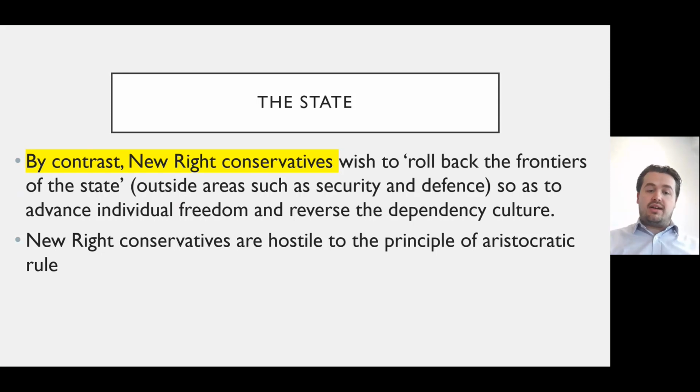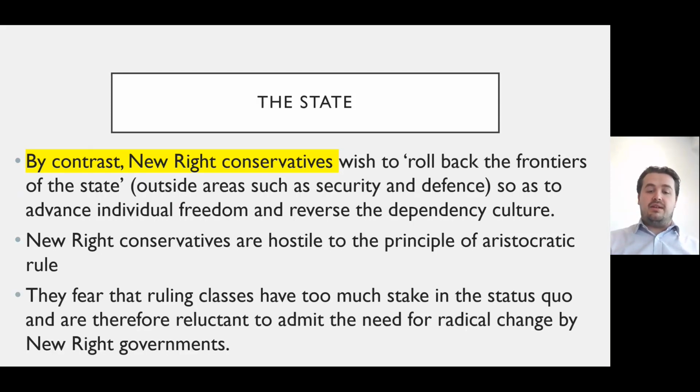So new right conservatives are pretty hostile to the principle of aristocratic rule, as we've mentioned, and they fear that the ruling class have too much stake in the status quo and are therefore reluctant to admit the need for radical change by new right governments. The ruling class are pretty rich, they're pretty happy, so why would they bother doing anything? So the new right recognise that, well, actually, no, that's wrong. Sometimes you do have to make some radical change, and you do have to roll back the state.